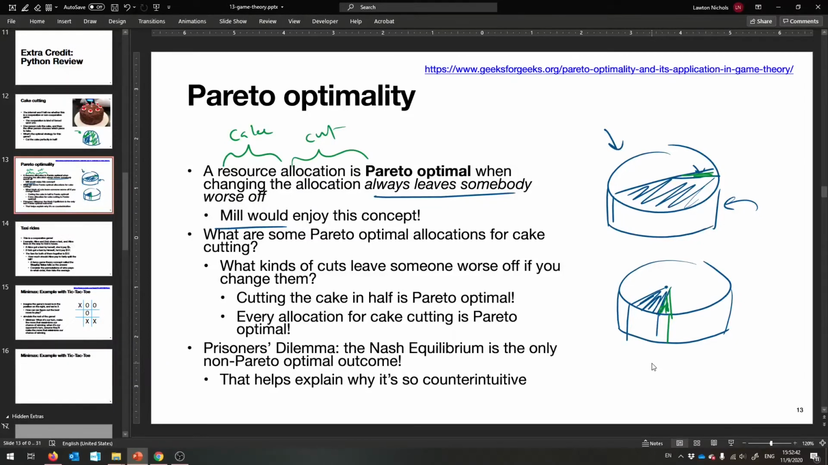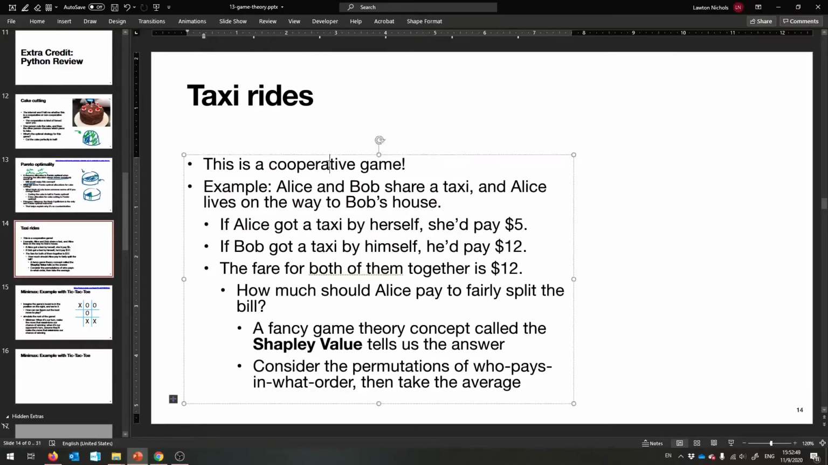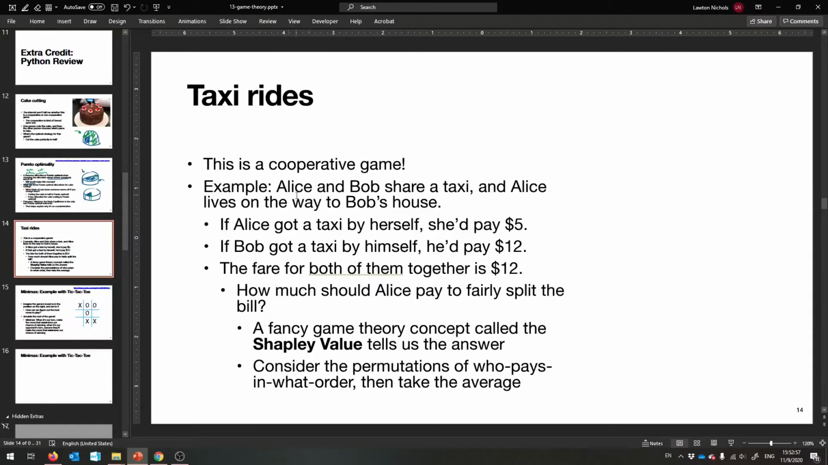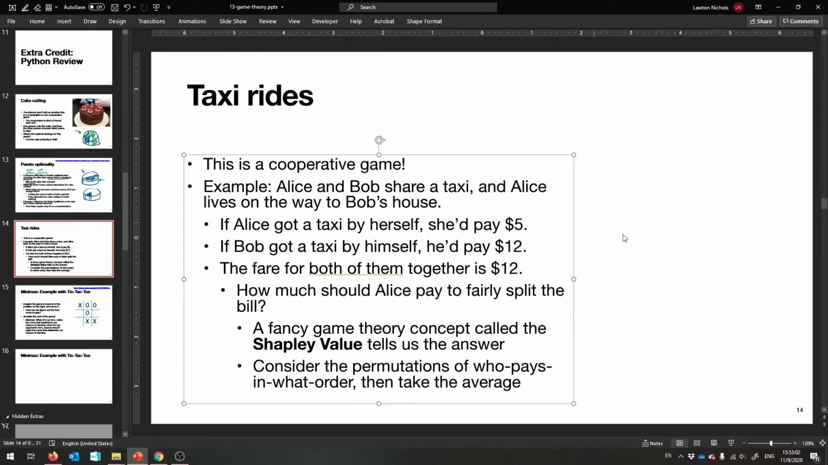Okay, so hopefully your brain isn't too fried yet. Let's now move on to a new concept. Another truly cooperative game this time. So it's splitting a taxi ride. Or maybe we should update this to be like in the 2020s, this is maybe a Lyft or an Uber ride. So it's a cooperative game.